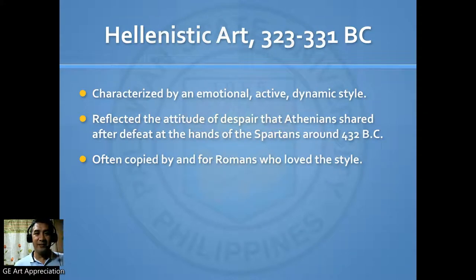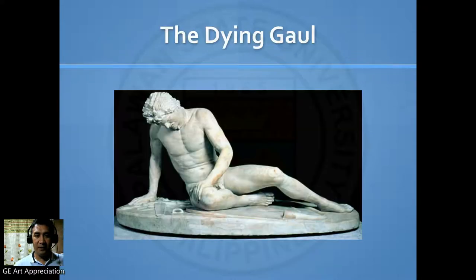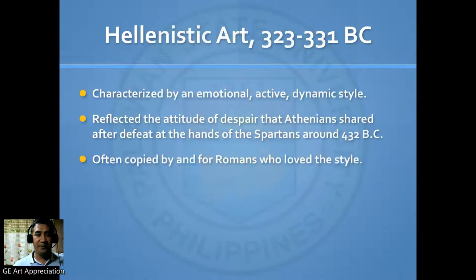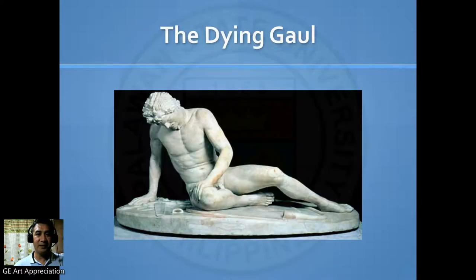Okay, we have the Hellenistic art during 323 to 331 BC, and it is characterized by an emotional, active, and dynamic style. It also reflected the attitude of despair that Athenians shared after the defeat at the hands of the Spartans around 432 BC. So during this time, they were defeated by the Spartans. That's why you can see here most of their art in the statue figures, a sort of desperation. Here are the Nike of Samothrace, 200 BC, and the Dying Gaul.